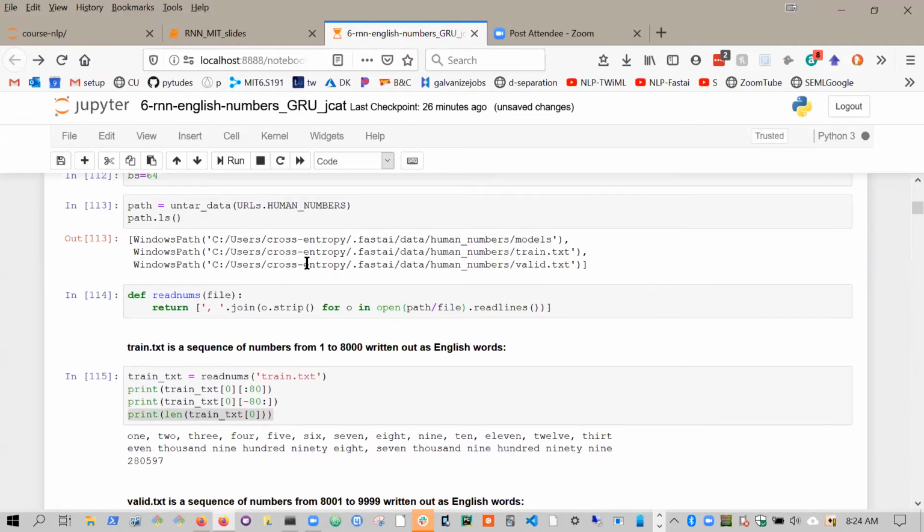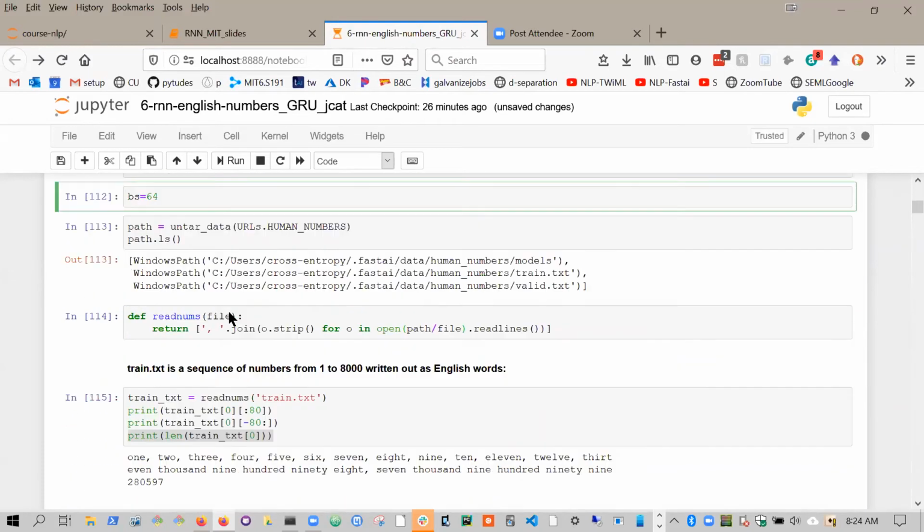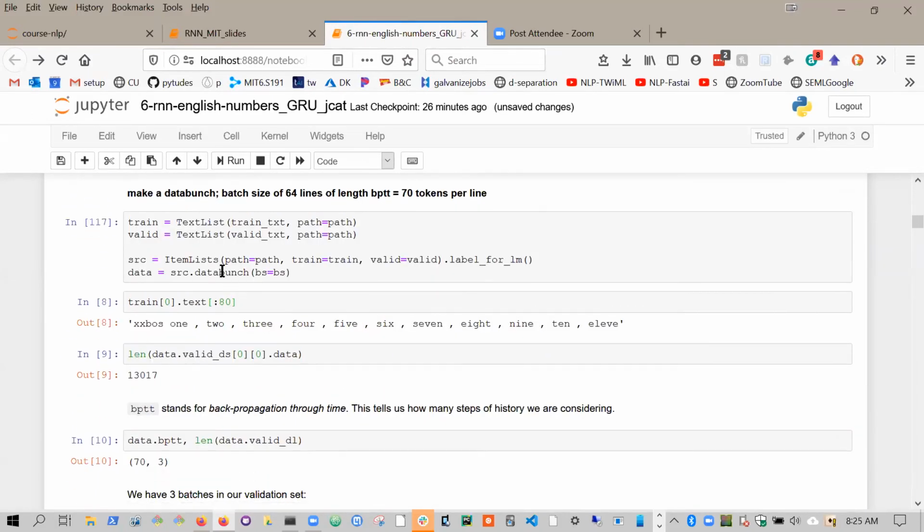Somewhere over here, we set the batch size to be 64, right? So it knows what the batch size is. But there's a default somewhere in the FastAI code that we don't see, which says that the length of each line in the batch is by default set to be 70 tokens. And that's the BPTT parameter. It seems to have a default value of 70.